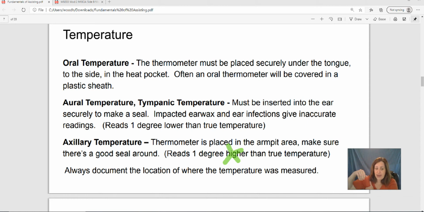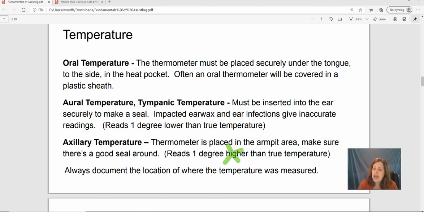Axillary is the armpit. You need a good seal around it, so they have to squeeze. It's also going to read 1 degree lower than true temperature. And you always document where the temperature was measured, because if it is one of these areas that has a lower reading than normal, we need to know that.